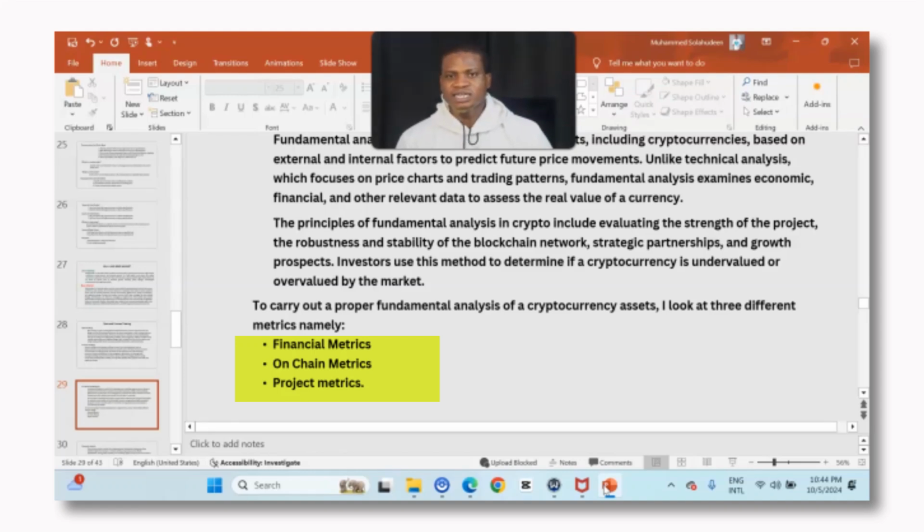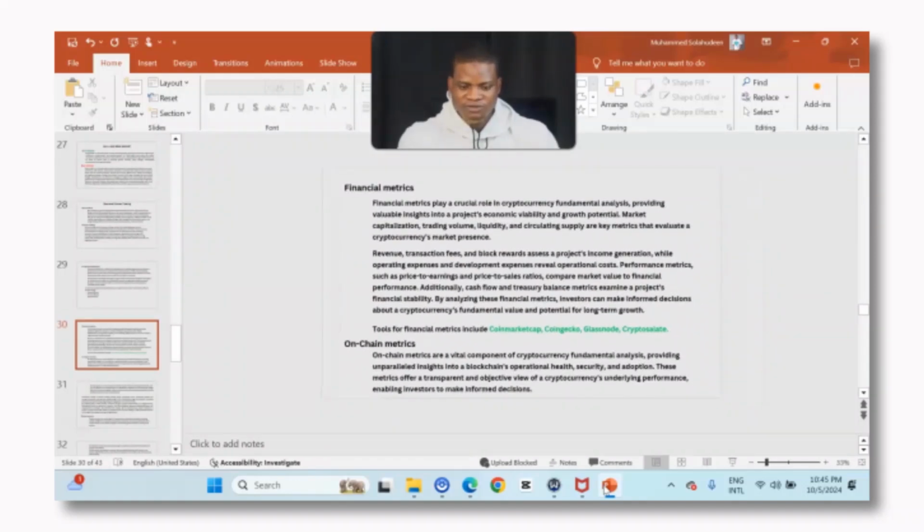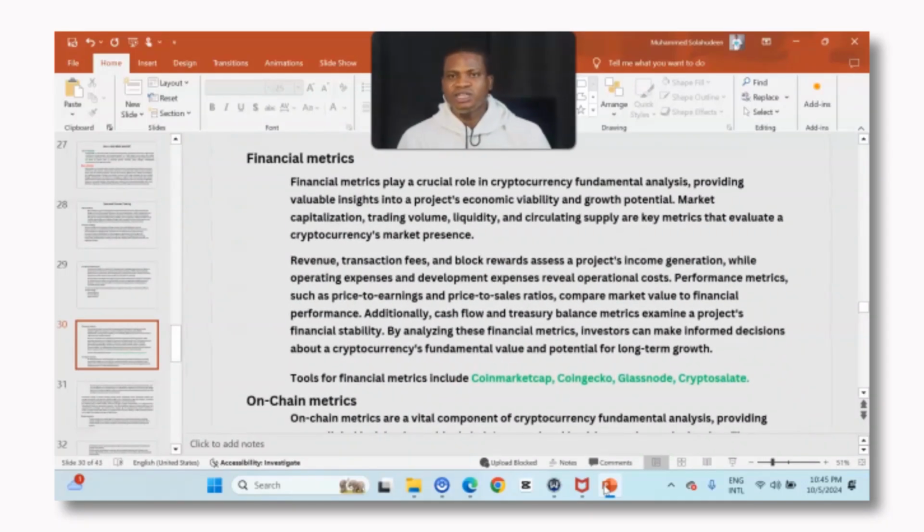So if you want to analyze a crypto asset, you have to look at all the financial metrics related to a particular cryptocurrency. So now let's look at financial metrics. Financial metrics actually play a crucial role in cryptocurrency fundamental analysis because they provide valuable insight into the economic viability of the project and the growth potential. So when you know the information about how a particular asset is doing financially, it's going to tell you if it has a growth potential or not.